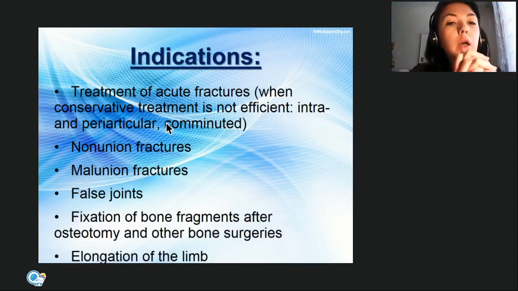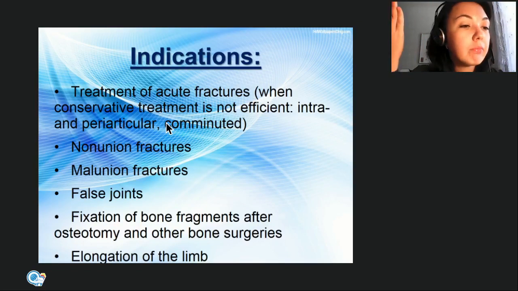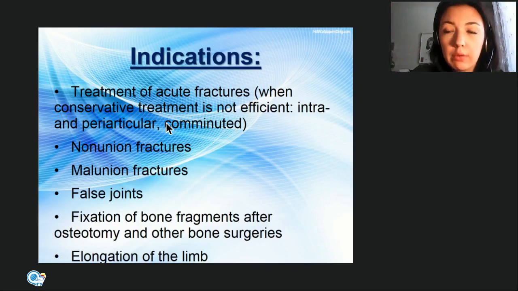Non-union fractures, like it's already not an acute fracture, like time passed, we were waiting for its healing, it was not healed. So fractures that fail to heal, it is another indication for osteosynthesis. Malunion fractures, when the fracture was healed, but it was healed wrong, probably reposition was wrong, something went wrong, and also we need to try something else, yes, to help this person.